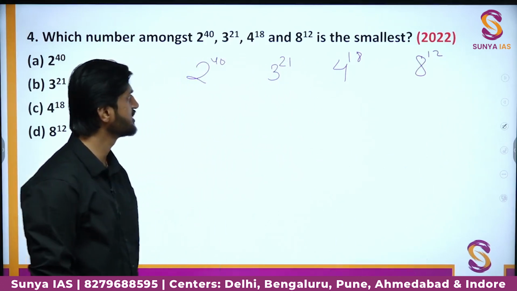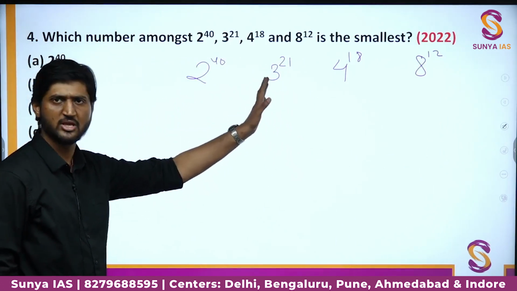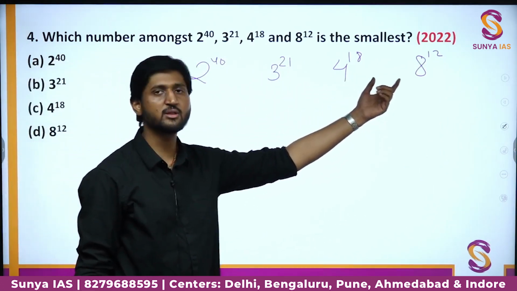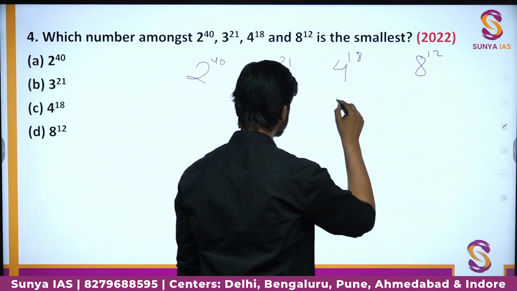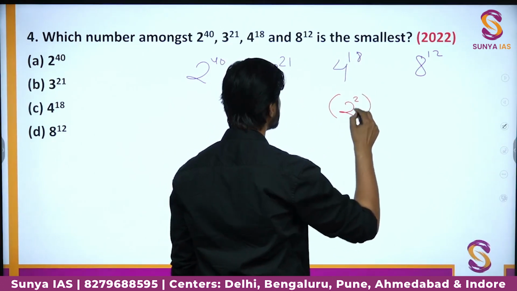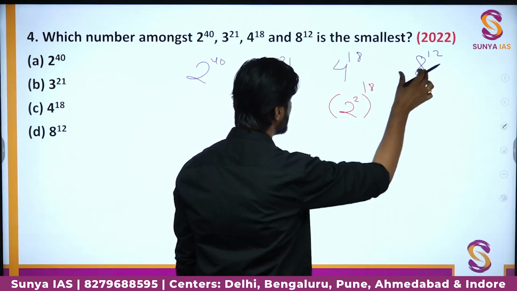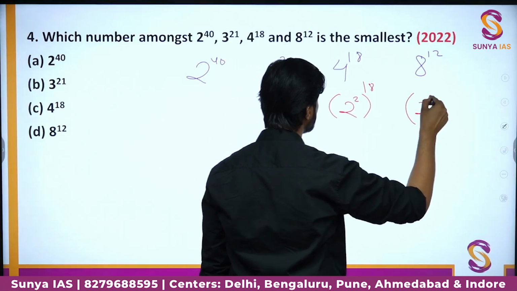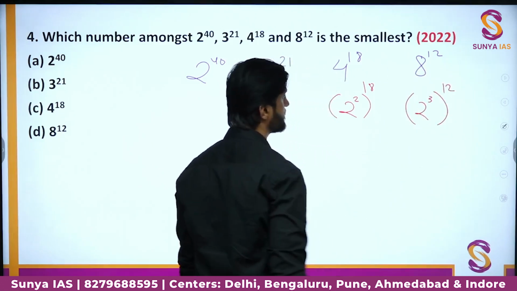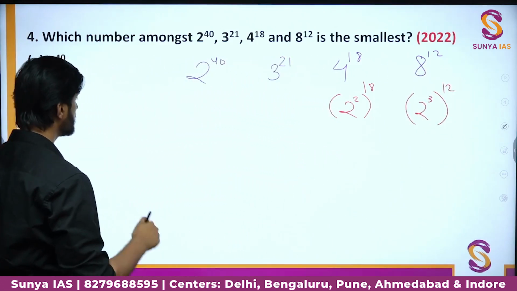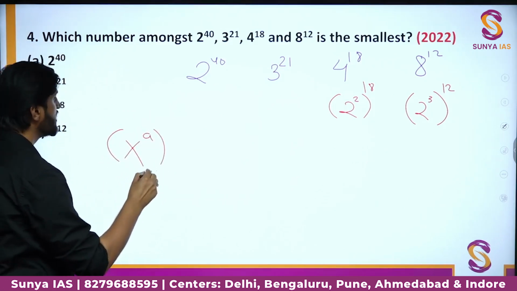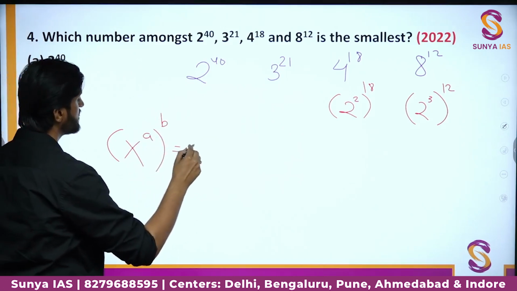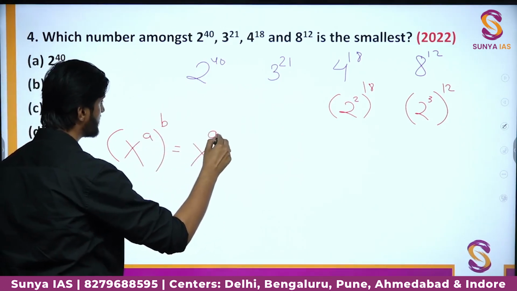Now, what we can do is leave this 3, but let us look at this 4 and this 8. How can we write this 4 and this 8? Simply you can say 4 is nothing but 2 squared, further to the power of 18. For 8 we can write 2 cubed, further to the power of 12. Now, you might be aware of this one property, that any number, let us call it x, to the power of a, and when further it is to the power of b, means nothing but x to the power a into b.